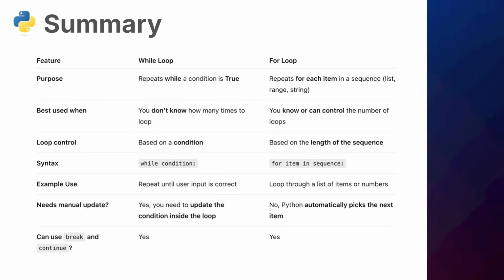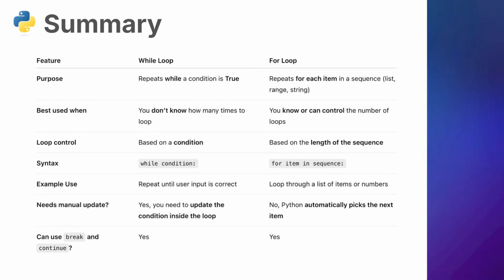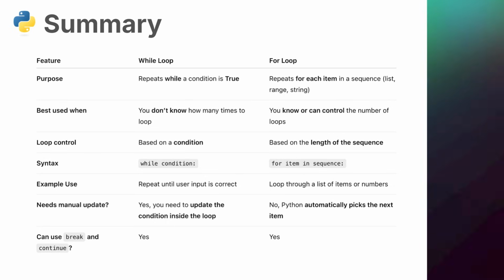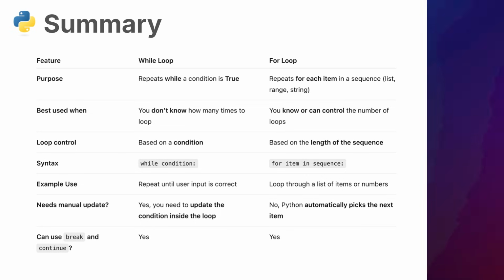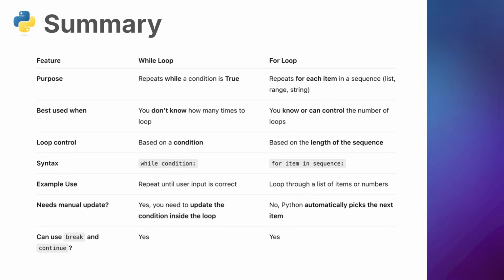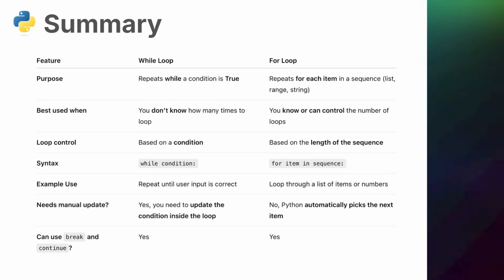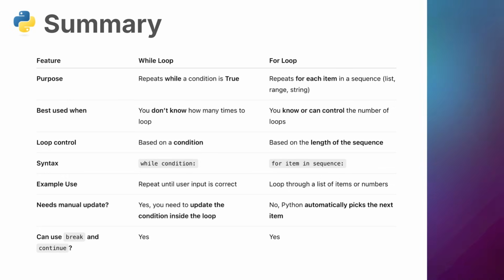This is a summary of the while loop and for loop. Purpose? A while loop keeps repeating as long as a certain condition is true. You use it when you want the loop to continue until something changes. A for loop repeats a set of actions for each item in a group, like a list, a range of numbers, or a string. It's useful when you know how many times you need to loop.